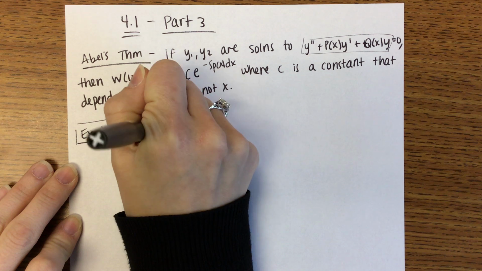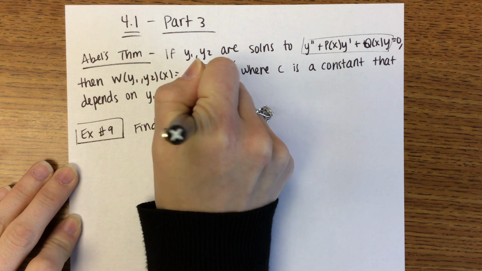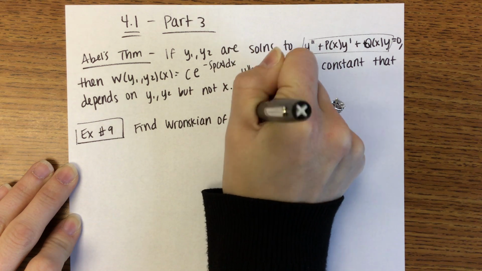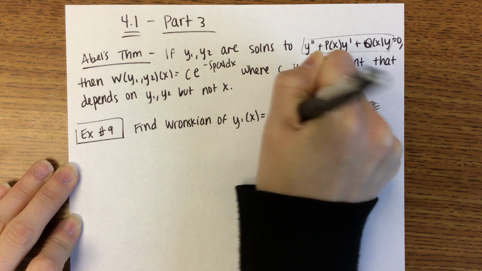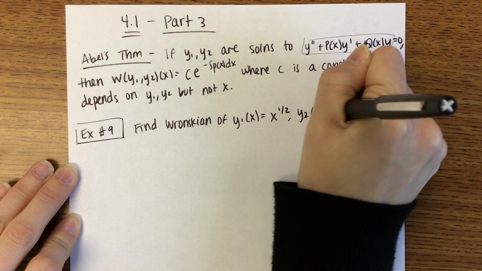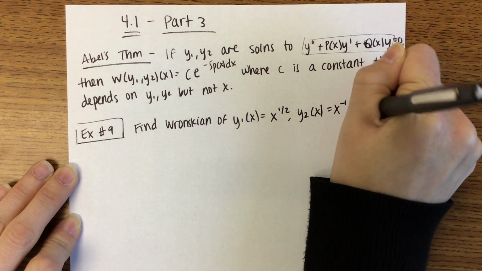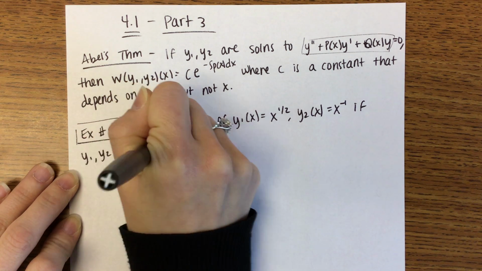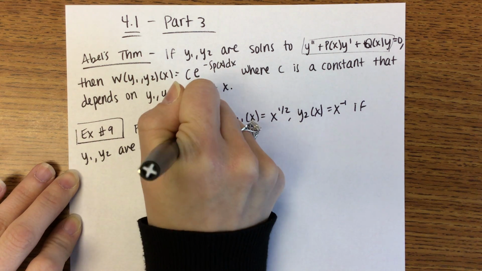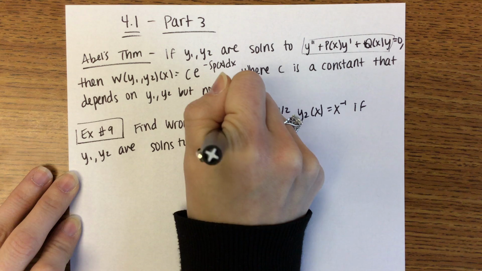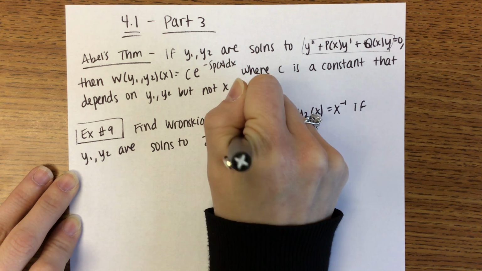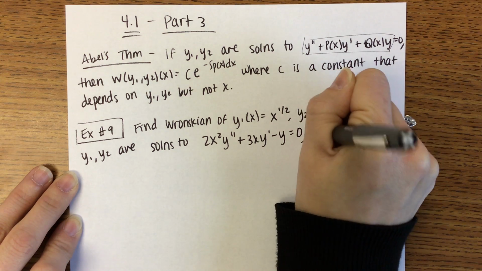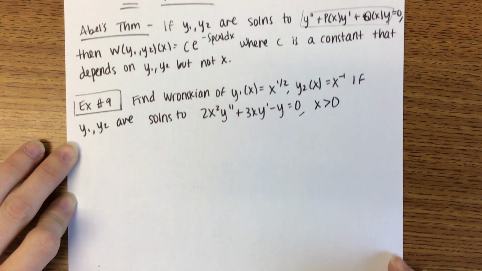Okay, we are going to find the Wronskian of y1 of x equals x to the 1/2 and y2 of x equals x to the negative first, if y1 and y2 are solutions to the following differential equation, 2x squared y double prime plus 3x y prime minus y equals 0, x being greater than 0.